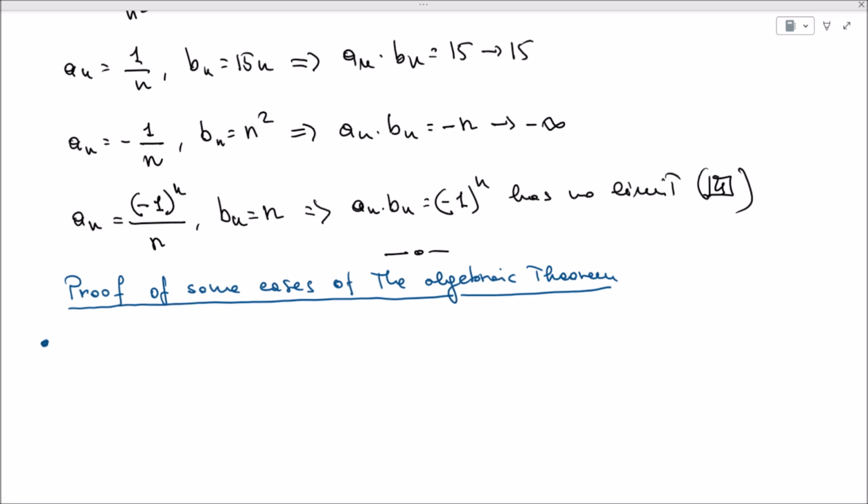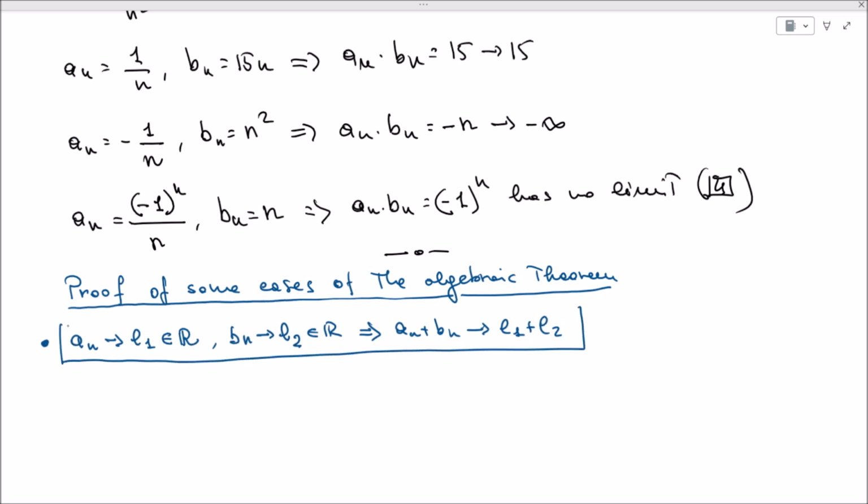first case where we have an that tends to L1, and we are assuming now that we have a convergent sequence an, so L1 is a real number, bn is another convergent sequence to a real number L2, and we want to prove that an plus bn will converge to L1 plus L2. Okay, so this is what we would like to prove. This is basically the theorem that says that the sum of two convergent sequences is a new sequence that will converge to the sum of the limits.